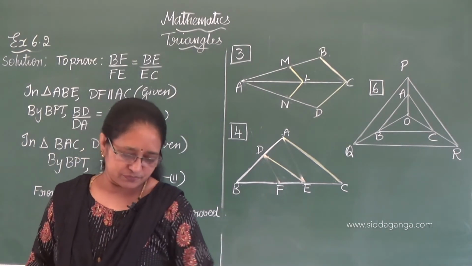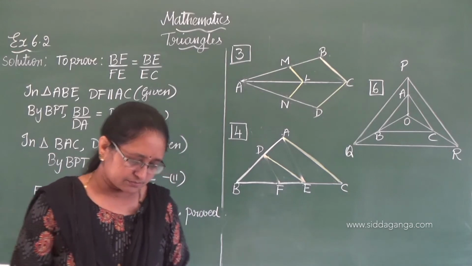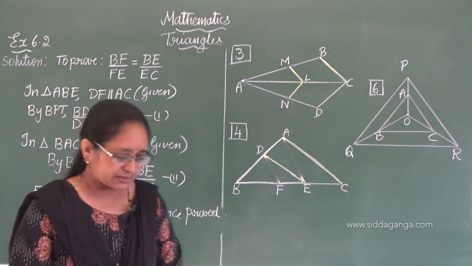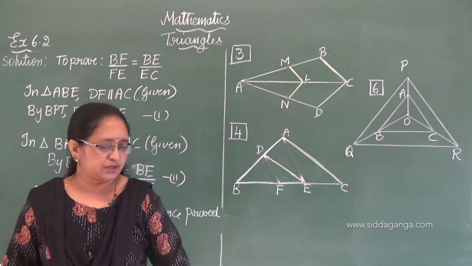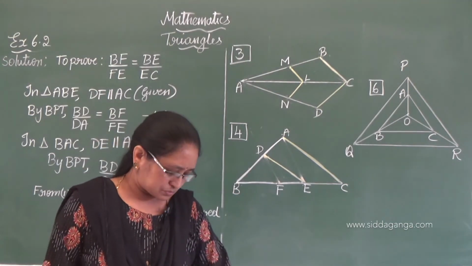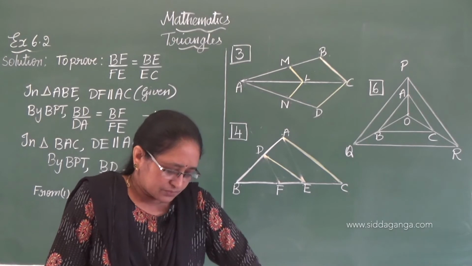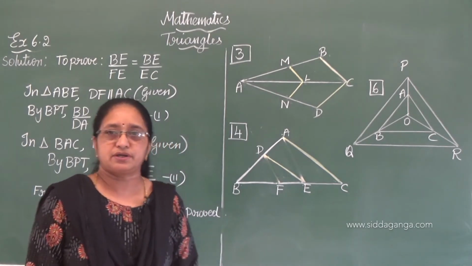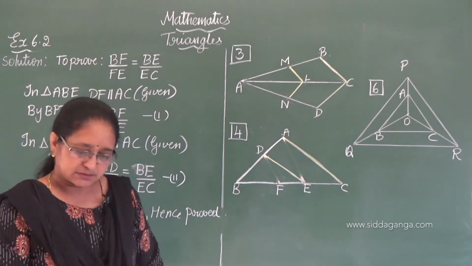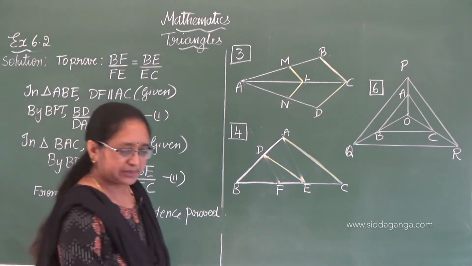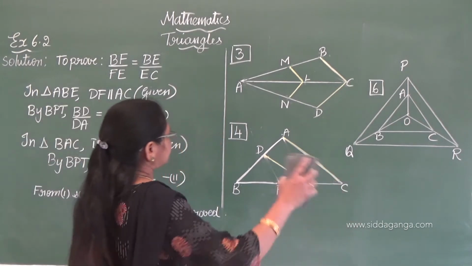Okay. Now I think the fifth one, based on these two sums, you can work out. So I am going to leave the fifth one for you, okay, for homework. Next, sixth one. So let me rub these two so that you won't get confused.